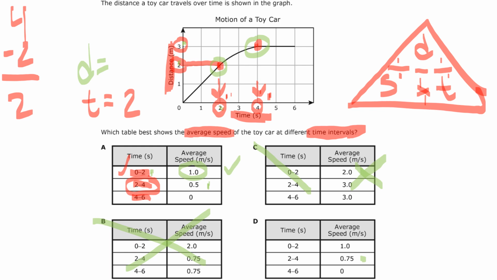So 3 minus 2. And that's going to give us our total distance. That's 1. That means you traveled 1 meter. So if you divide that, okay, what do you get?